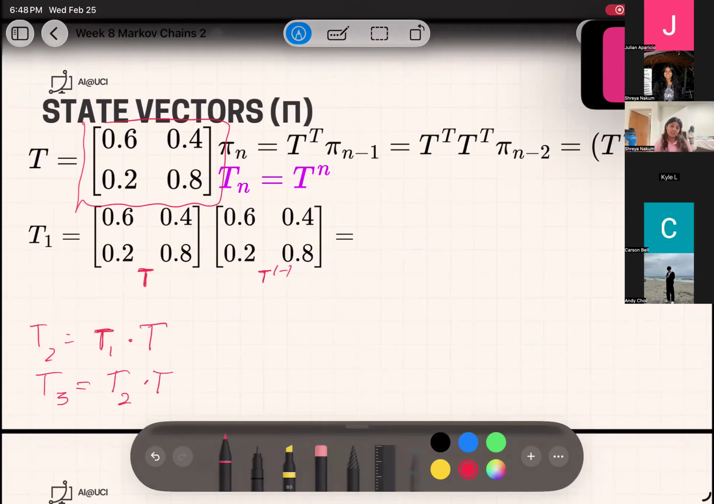This makes sense because of the Markov property: everything depends on your previous state. Your new probabilities depend on your old probabilities, through the state transition matrix.